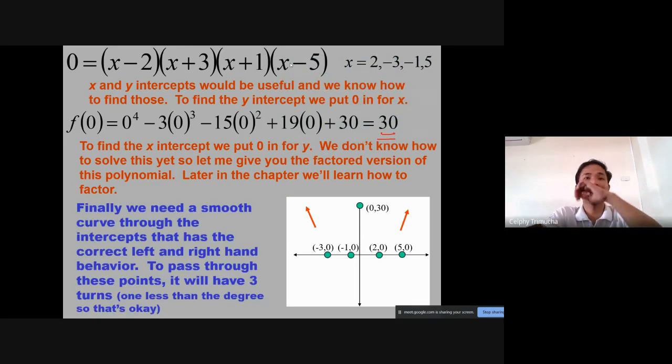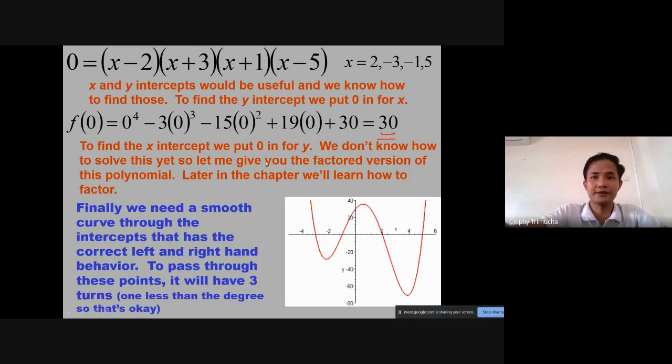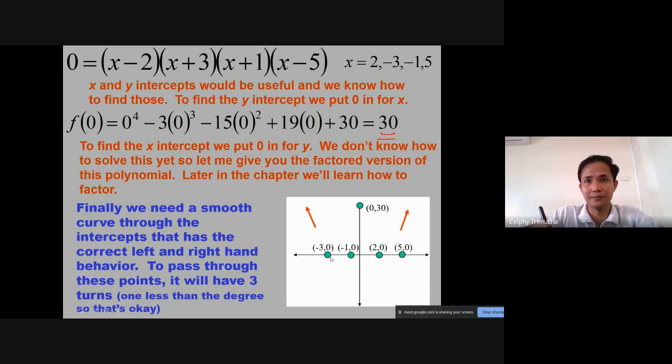So finally, kinahanglan naton mag-form sang smooth nga curve through the intercepts that has the correct left and right hand behavior. So to pass through these points, it will have 3 turns lang dapat. Katatlo lang ta dapat mag-change ng direction. So tanawon mo lang or i-analyze mo lang kung di ka dapat ma-turn. So take note, we have this one. So pwede na natin makita kung anong mga itsura sa ating graph. So since halin dere, patatlo lang kita mag-move, so we have this one, change direction and change direction. Katatlo kita change direction.